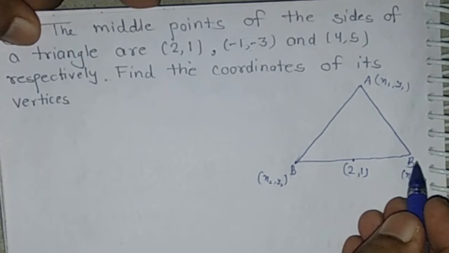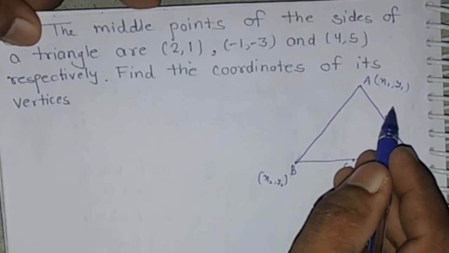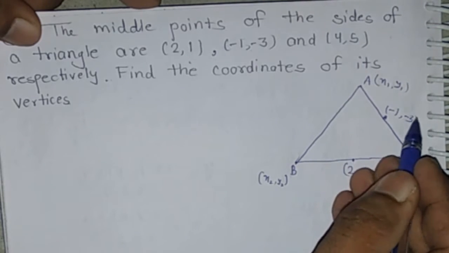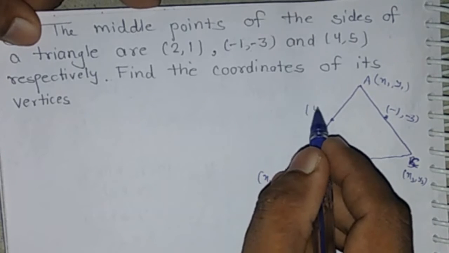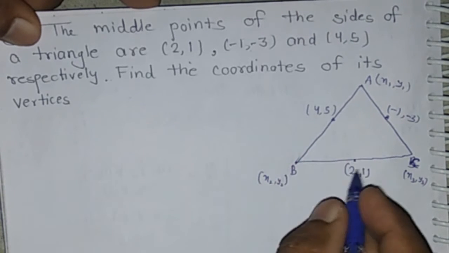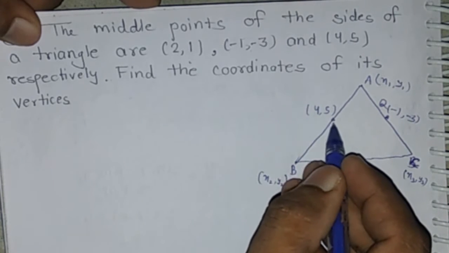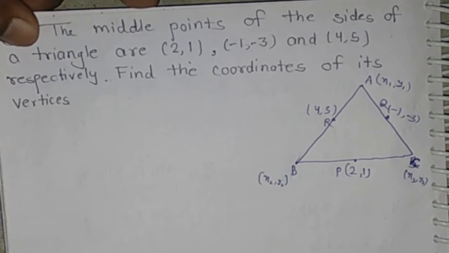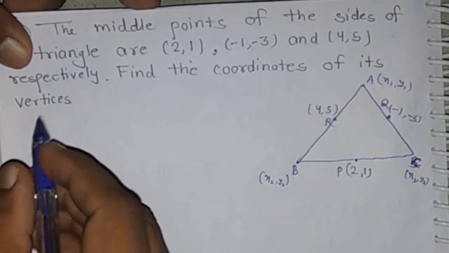midpoint of BC, midpoint of AC is (-1, -3), and midpoint of AB is (4, 5), and they are represented by points P, Q, R. Now we have to find the vertices of the triangle.